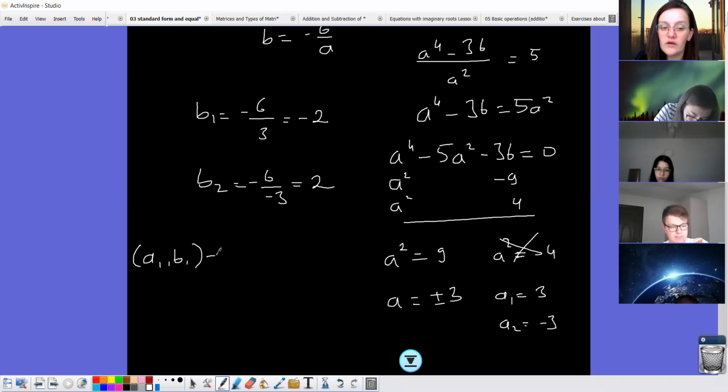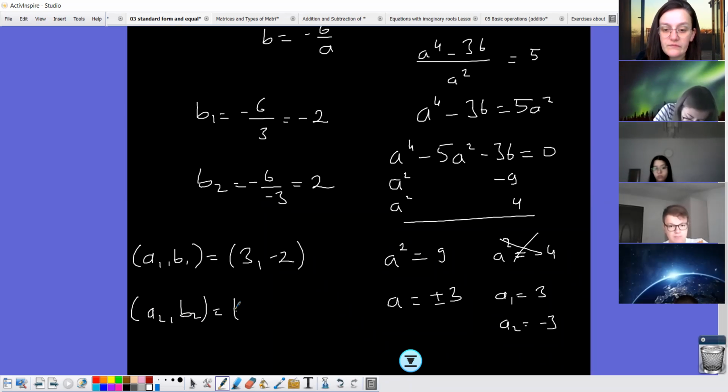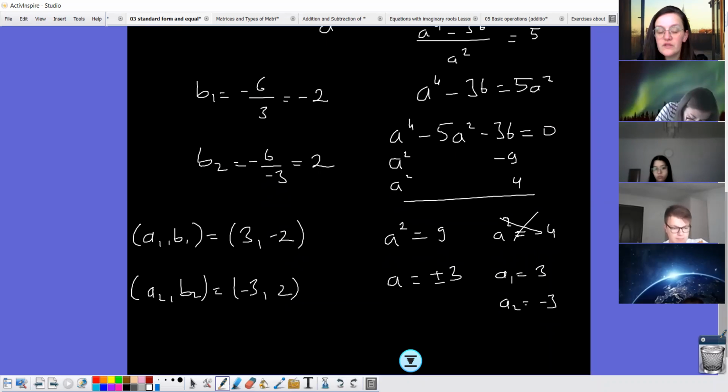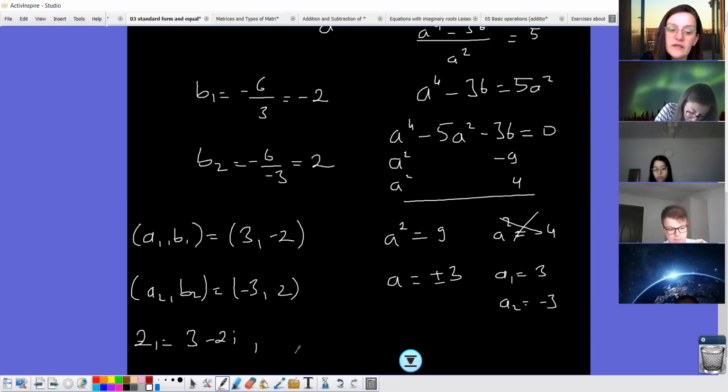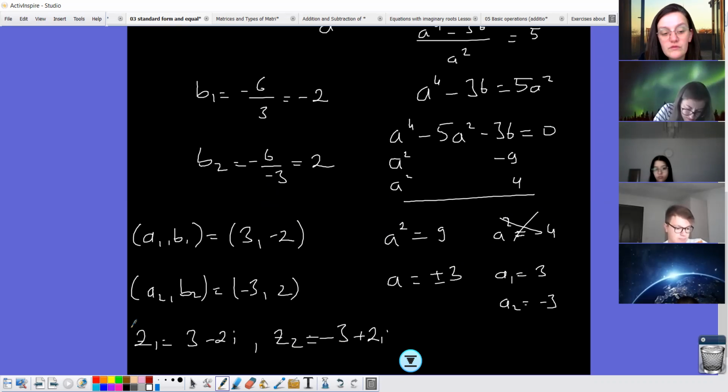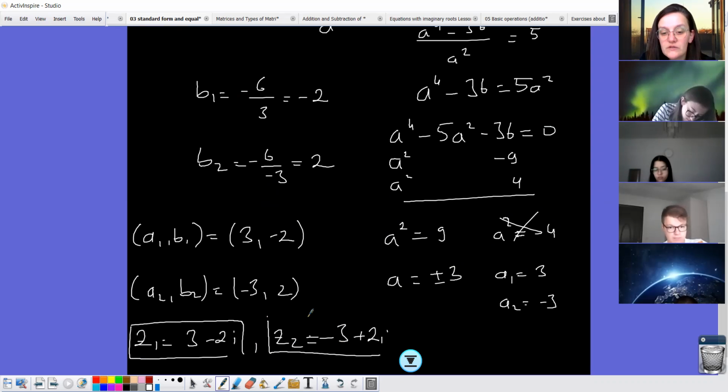So our pairs a1, b1 is 3 and minus 2. a2 and b2 is minus 3 and 2. The square roots that we were looking for, z1 will be 3 minus 2i, and z2 will be minus 3 plus 2i. These two solutions are the square roots of 5 minus 12i.